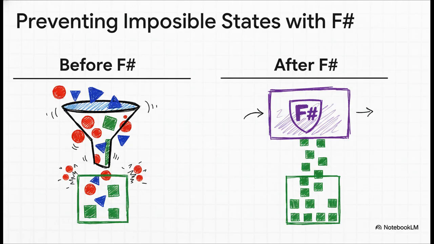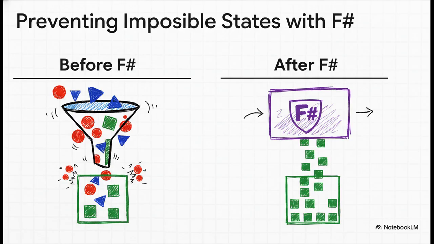And the impact of that one little piece of code is profound. You've made it literally impossible for your program to represent bad data. You can't accidentally stick a bank routing number onto a credit card payment. And even better, when you write code to handle payments, the F# compiler will actually yell at you with an error if you forget to handle the PayPal case.